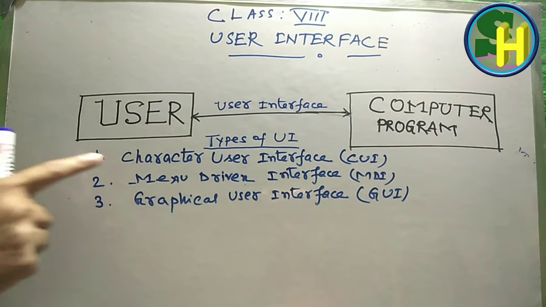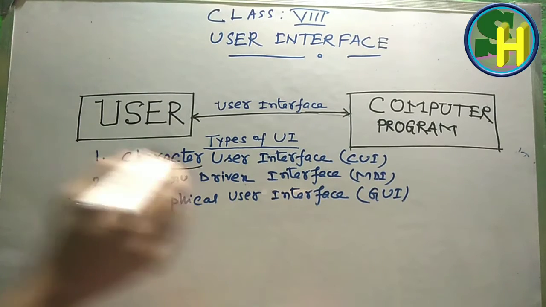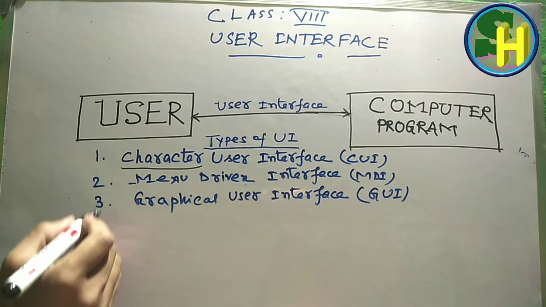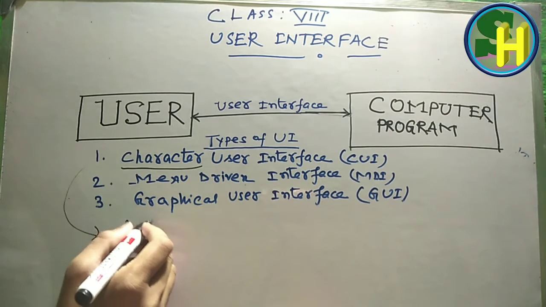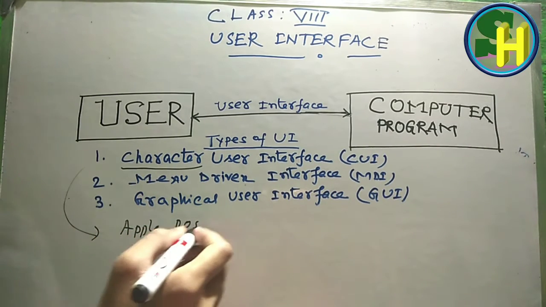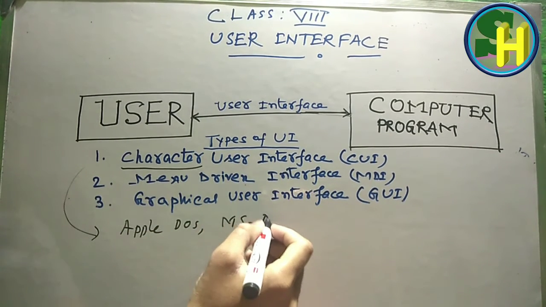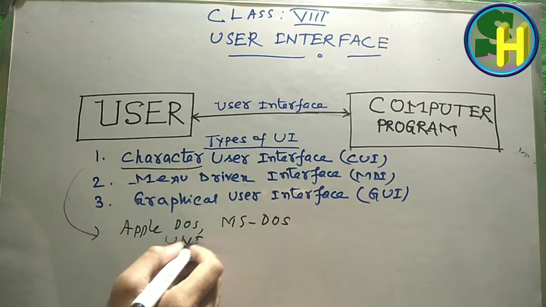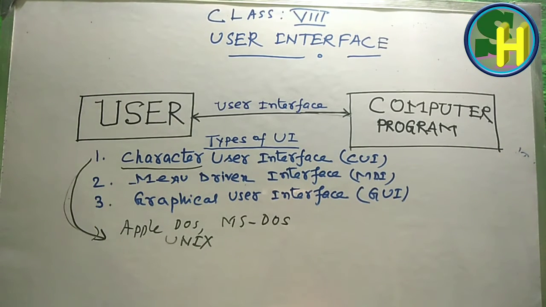First of all is the character user interface. Here the word is written as character. Character means textual or numerical values. Some examples of a character user interface are Apple DOS and simply MS DOS, from Microsoft Corporation, and Unix. These are examples of the character user interface.